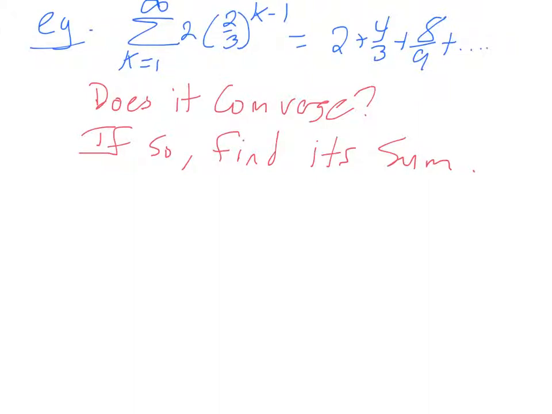All right, so does it converge? First of all, let's identify a sub 1 in this case is going to be equal to 2, and r is going to be equal to 2/3. So because the absolute value of r in this case is less than 1, we conclude that the series converges.